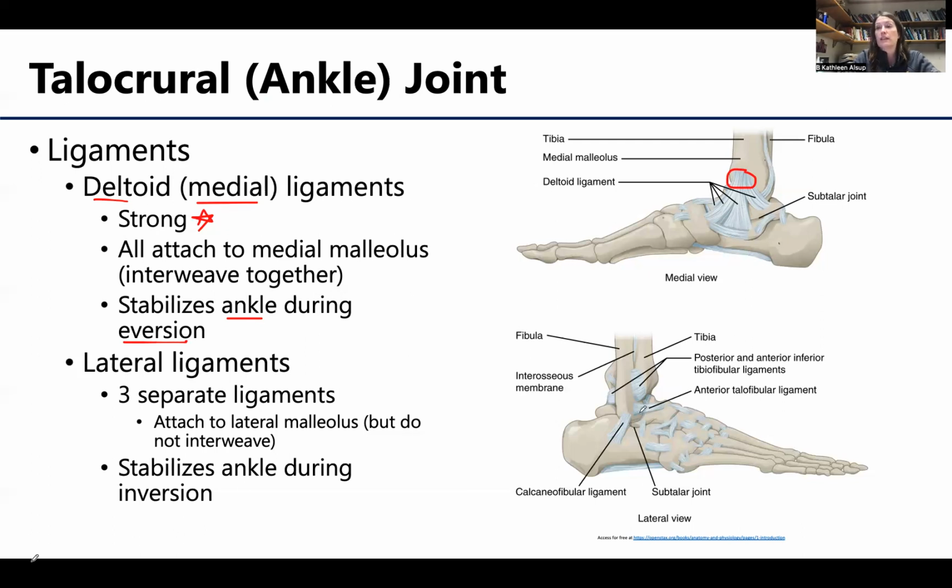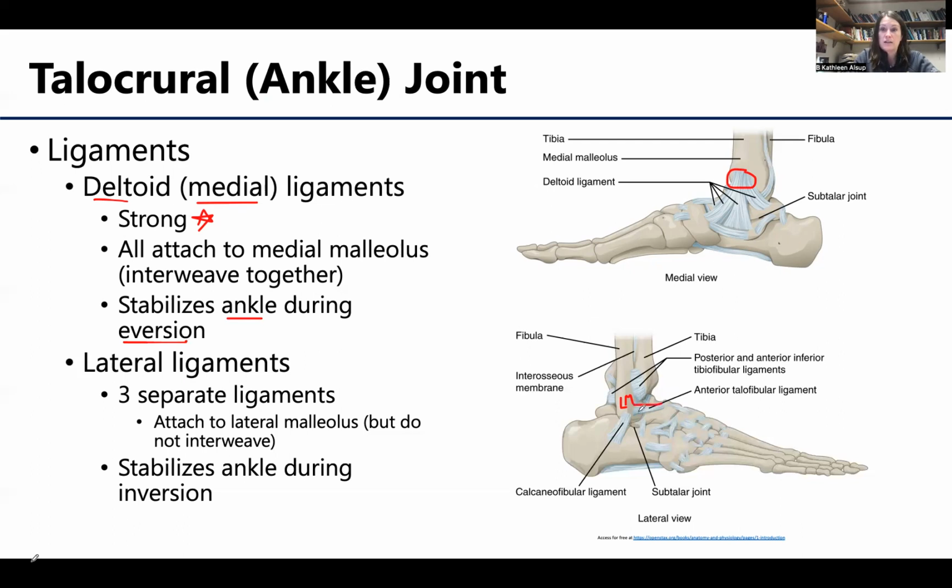All right, now if you look at the other side, the lateral side of the ankle joint, you have ligaments here as well. In fact, you have 3 separate ligaments. They all attach on the lateral malleolus, but they don't interweave like what you had here on the medial side. So they are not nearly as robust, not nearly as strong, and they do not confer the same amount of stability as you had on the medial side.